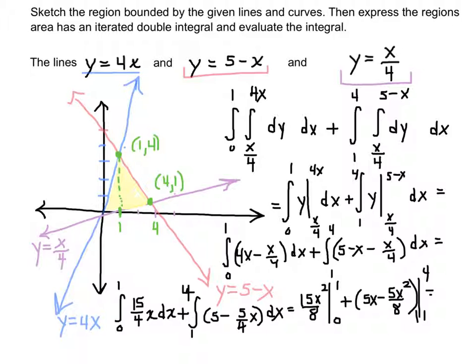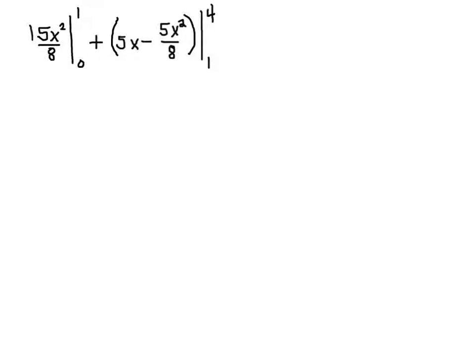So we're running out of room here, so let's move on to the next page. Okay, so here we are on the next page, and we want to evaluate the 15x squared over 8 from 0 to 1, and that gives us 15 over 8. That's the first area, plus, let's move that up.